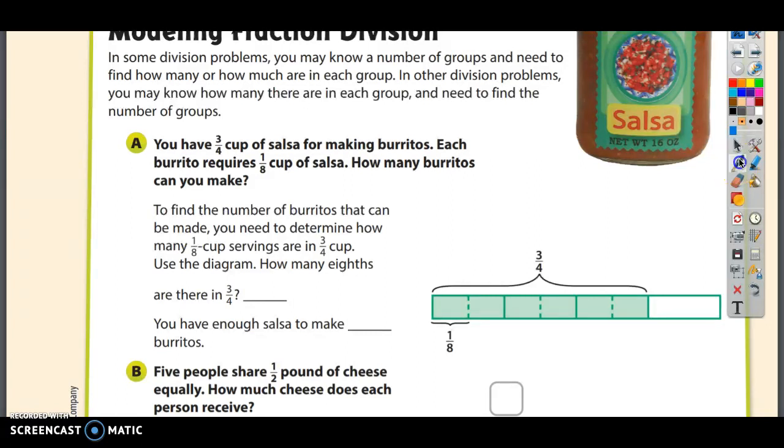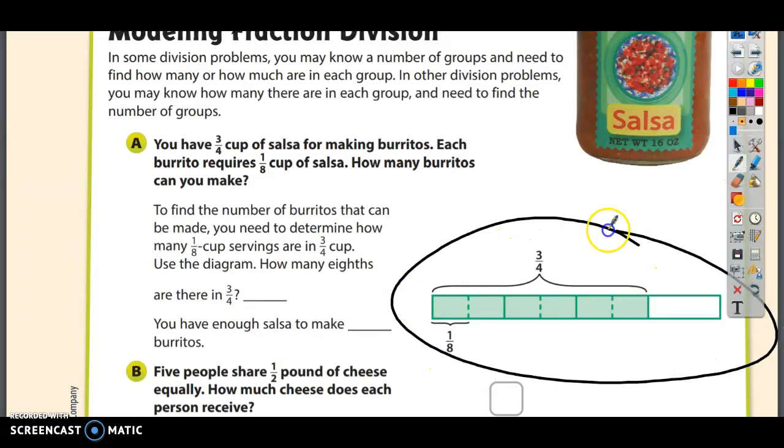So check this out. This whole thing right here is the cup of salsa, and you have 3/4. That seems like it's about 3/4. And then what you can do is you can divide the 3/4 into 1/8 sections, and then you just count those up. To find the number of burritos that can be made, you determine how many 1/8 cup servings are in 3/4 of a cup. Use the diagram. How many eighths are there in 3/4?